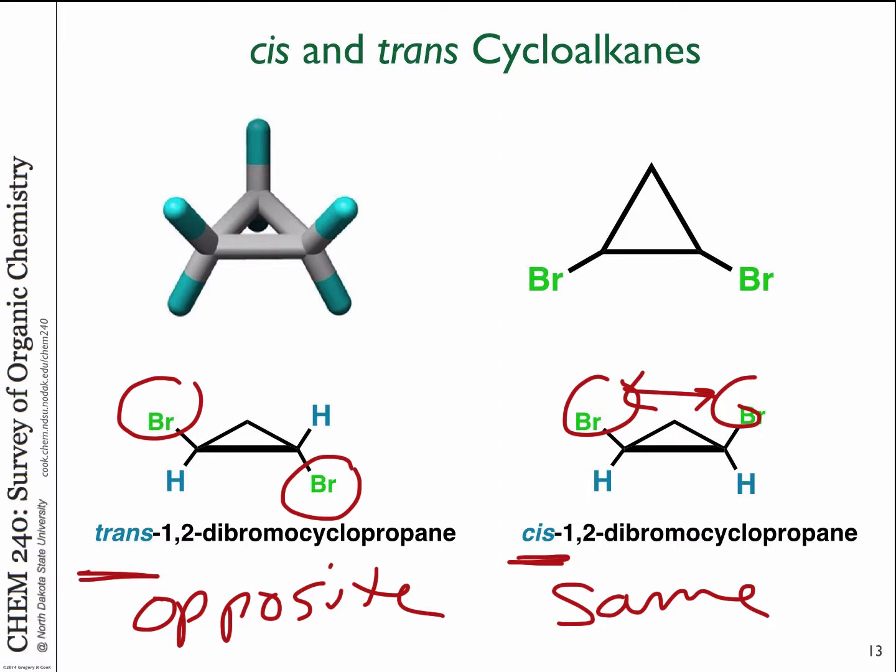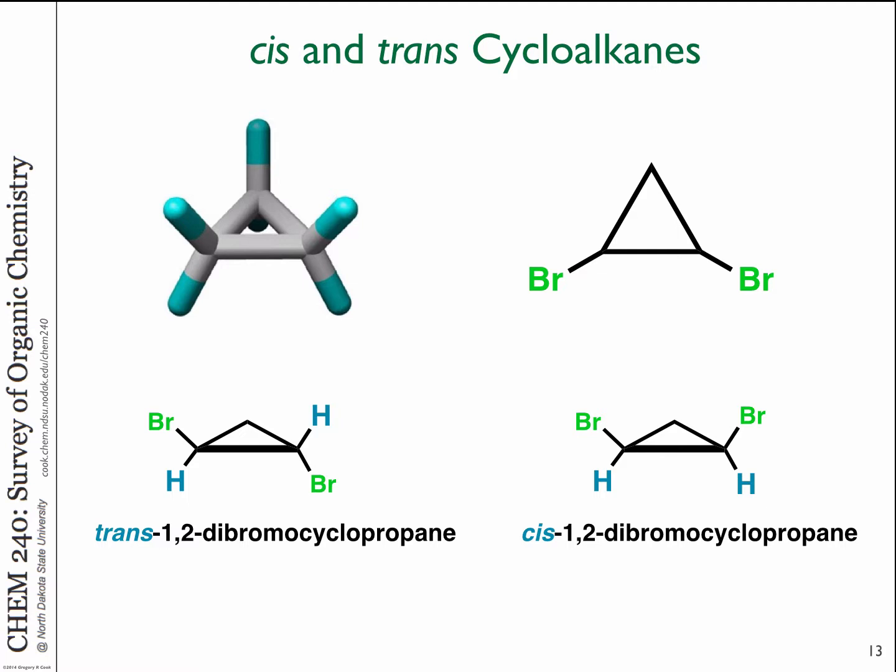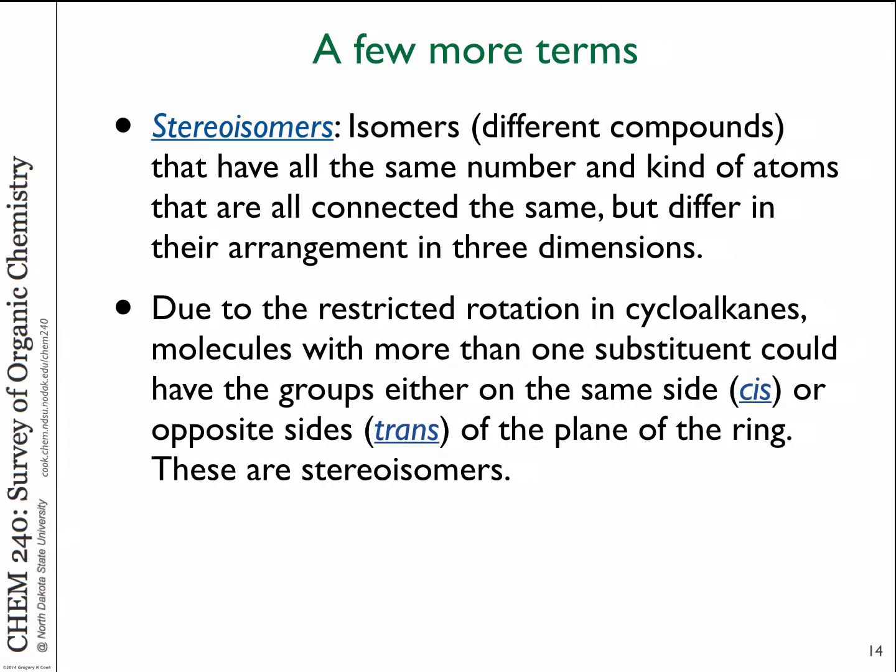So trans, opposite, cis, same, and we use that in front of the name to indicate which stereoisomer we're talking about. So here you go, stereoisomers: isomers that have all the same number and kind of atoms, and they're all connected to the same atoms, but they're different in their arrangement in three dimensions, everything else being the same. And because of the ring restrictions on rotation of carbon-carbon bonds, they're stuck in one particular orientation. Okay, so cis and trans.